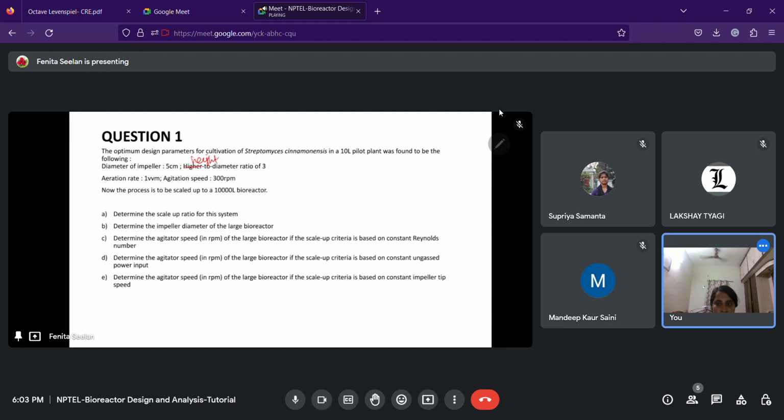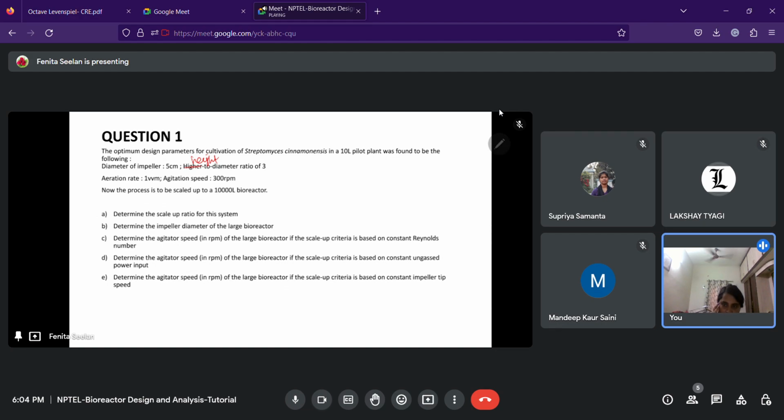Question B is to determine the impeller diameter of the large bioreactor. C is to determine the agitator speed in rpm of the larger bioreactor if the scale-up criterion is based on constant Reynolds number. Question D is to determine the agitator speed in rpm of the larger bioreactor if the scale criterion is based on constant ungassed power input. And question E is to determine the agitator speed in rpm of the large bioreactor if the scale criterion is based on constant tip speed.